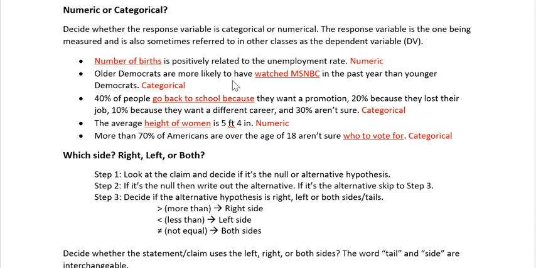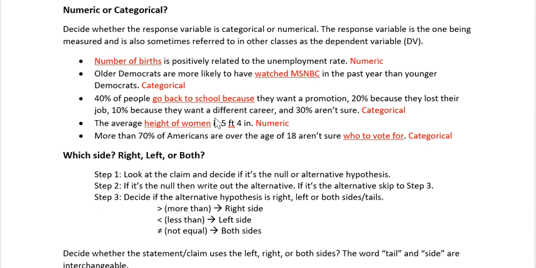Older Democrats are more likely to have watched MSNBC in the past year than younger Democrats. Well, for this one, it's categorical because what are we measuring? Whether they watched MSNBC or not. And so this one we might have a percentage, but at the same time, the percentage is just a yes, no. Yes, we watched it. No, we didn't watch it. So it is categorical.